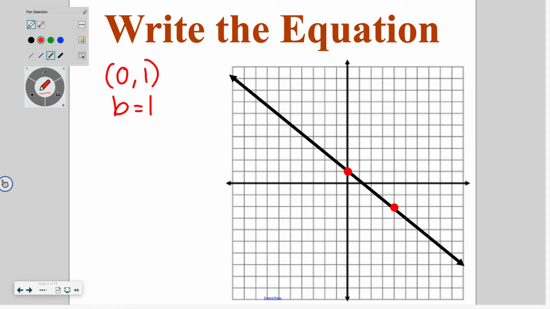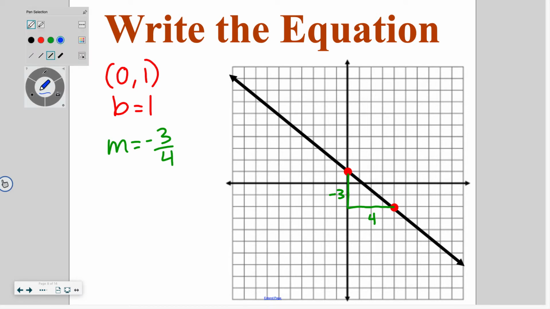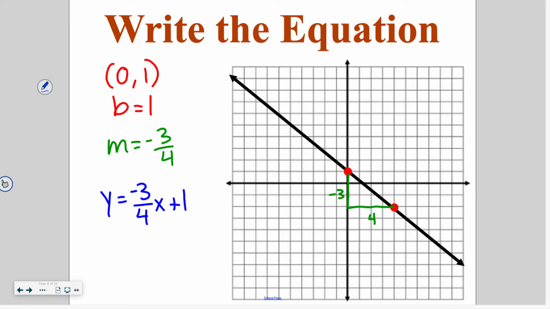Then I'm going to want to look at my slope. In this case, to get from point to point, I'm going down 1, 2, 3, and over 1, 2, 3, 4. So my slope is -3/4. When I finish this problem, I'm going to end up with y equals -3/4 x plus 1, and that is the equation for my graph.